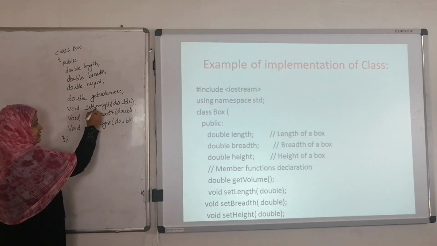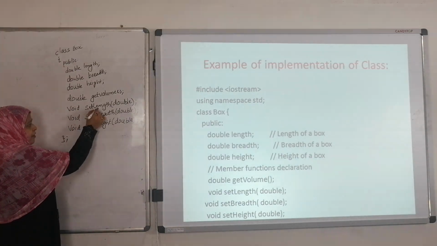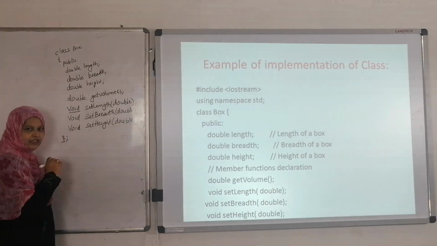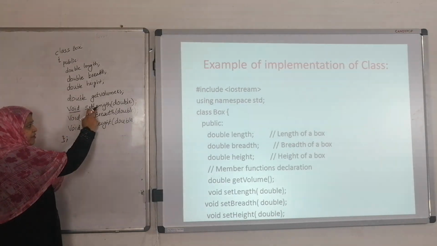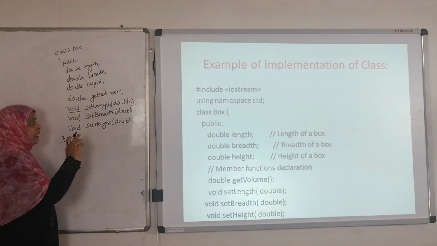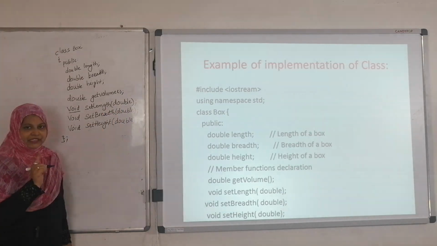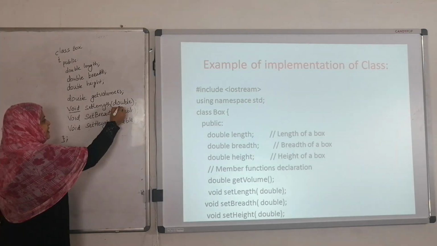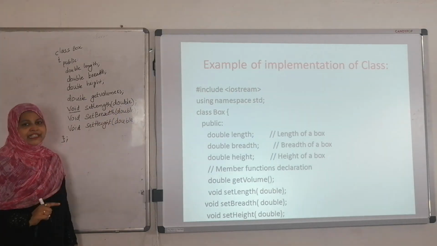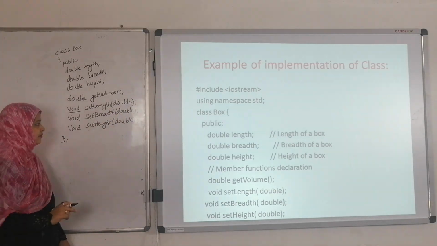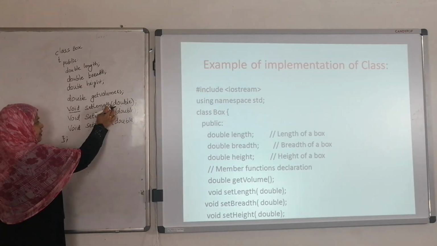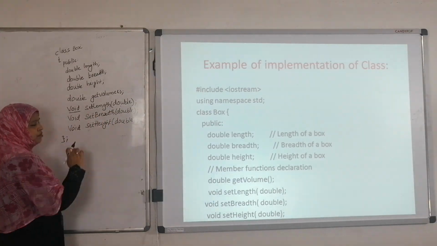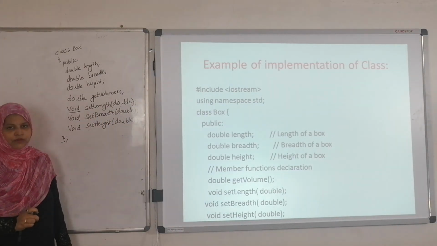In the void set length function, the return type is void, and we are passing one parameter. That's the reason we are going to write only one data type, that is double. The set length function is used to set the length of the box.